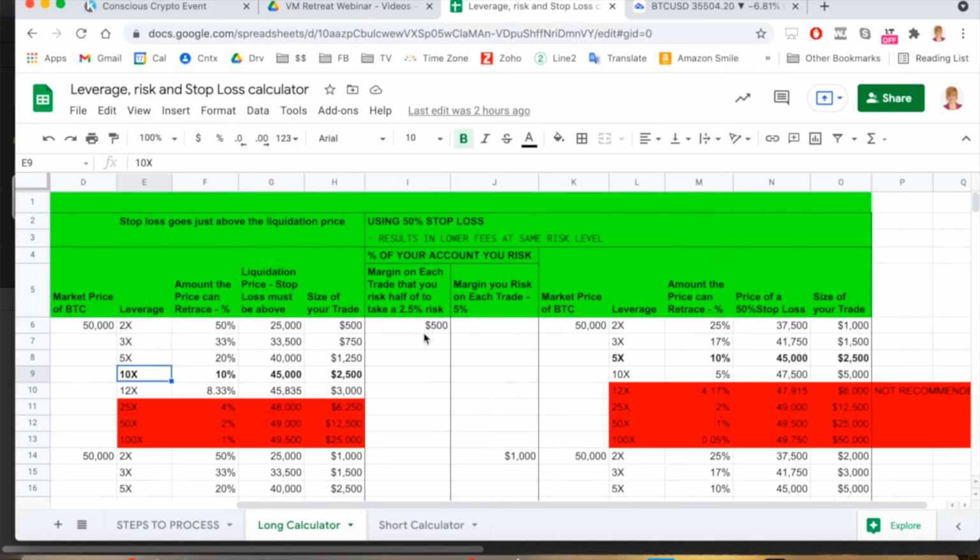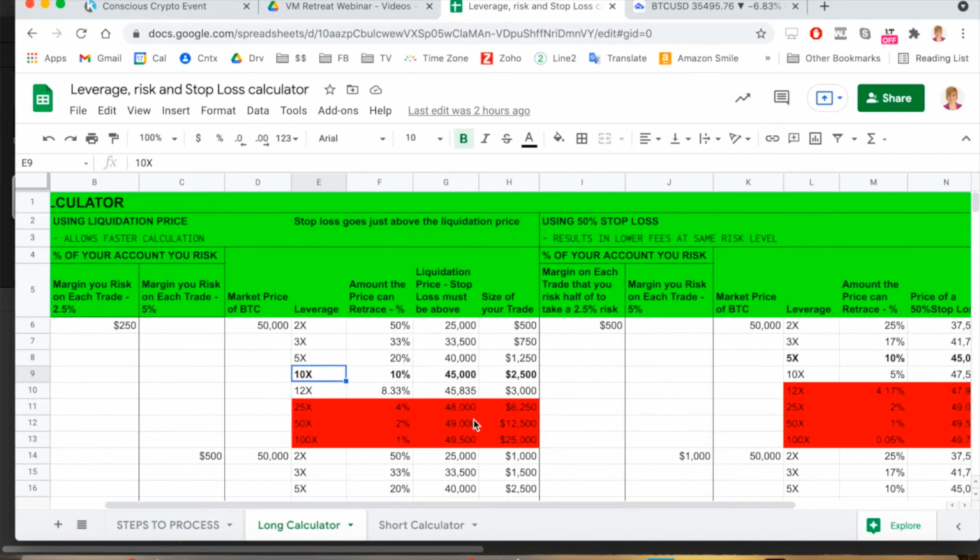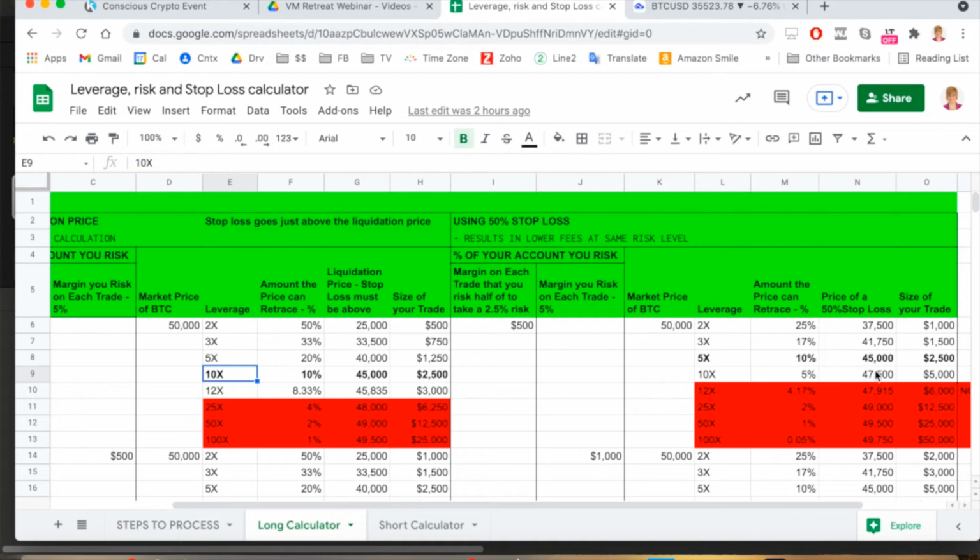Now your margin is $500, you're only using a 5x leverage, so half the leverage, notice that. It's still a $2,500 trade, and it's still the identical level of risk. Now, the interesting thing about these two trades, the reason I bolded them, is I wanted you to see these are essentially the same two trades.